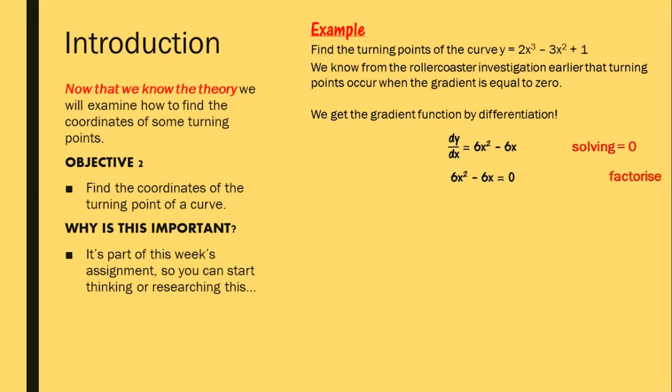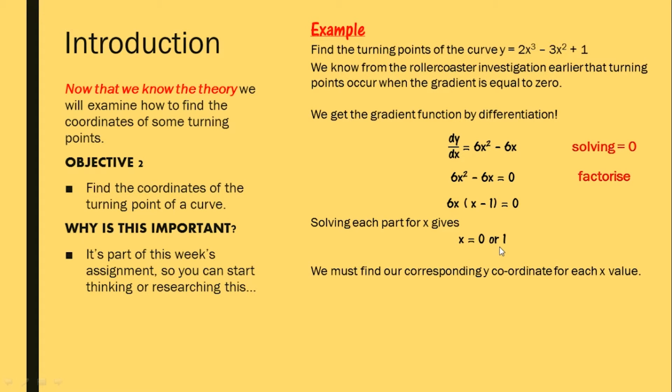So I'm going to take 6x out as a factor. If I divide both terms by 6x, 6x squared divided by 6x will leave me x, and minus 6x divided by 6x gives me 1. So we get 6x times (x minus 1) equals 0. And I can solve both of those parts equal to 0. So if 6x equals 0, that gives us x equal to 0, and then x minus 1 equal to 0, rearranging gives us x equal to 1. So the x-coordinates of our two turning points are 0 and 1.